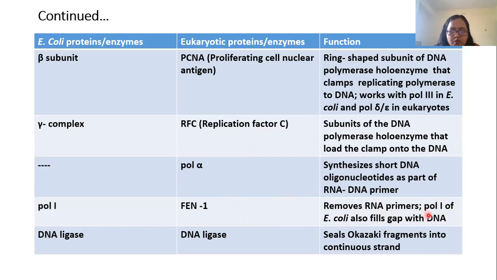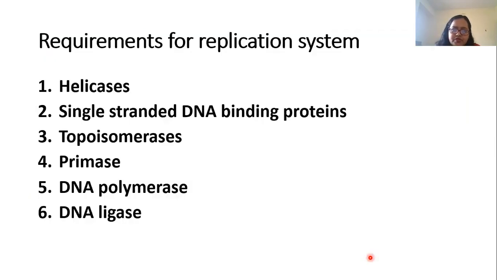While in case of E. coli, polymerase 1 does the dual function. It removes RNA primers as well as fills the gap with DNA. In E. coli, DNA ligase is also termed as DNA ligase in case of eukaryotic proteins, and it seals the Okazaki fragments into the continuous strand.